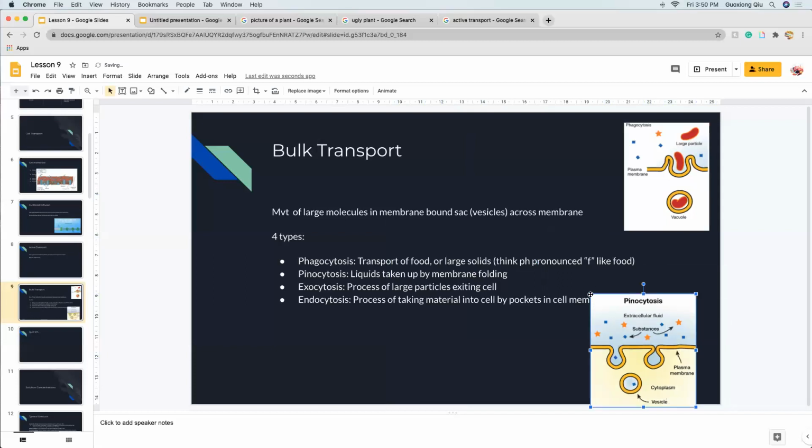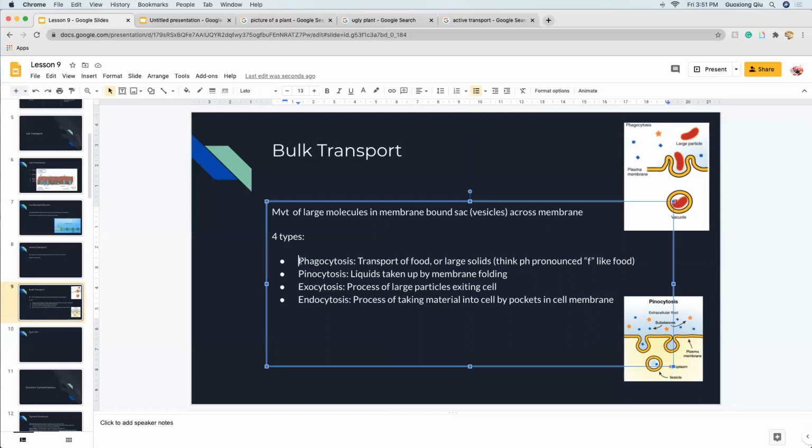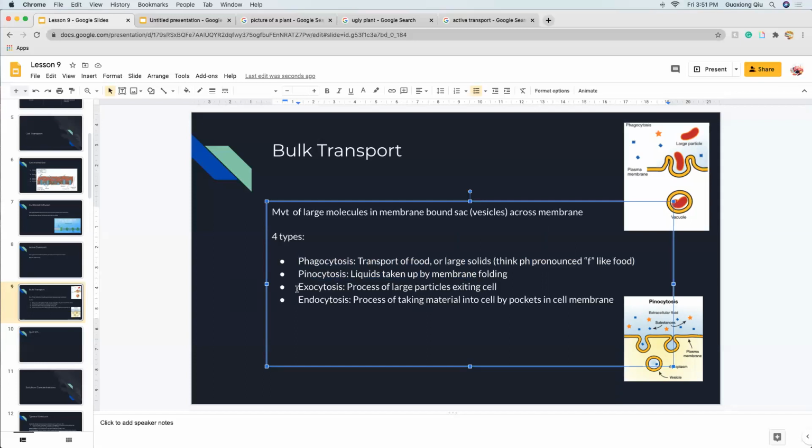Now, to remember the difference between phagocytosis and pinocytosis, think how phago starts with a PH, which is pronounced like F, like food. So phagocytosis, food, intake of food. My teacher likes to remember pinocytosis by the words pina colada, which is a drink, if you've ever had it. I think it contains alcohol, actually. You might not have had it. You probably haven't. But pinocytosis, pina colada, think liquid. Phagocytosis, food.